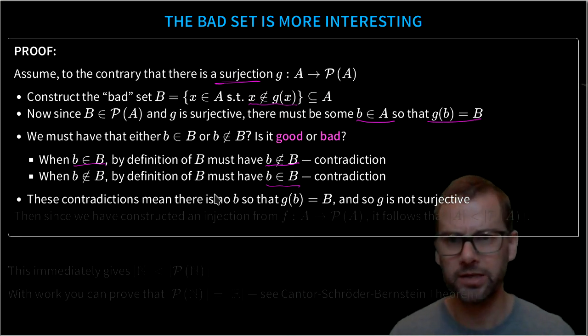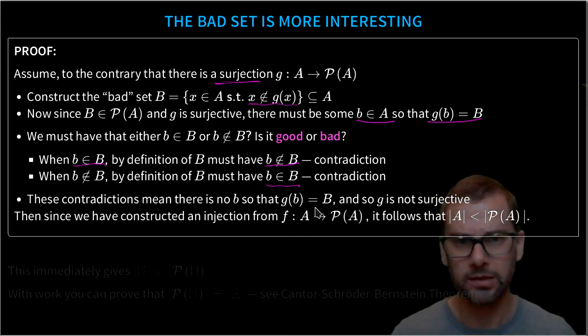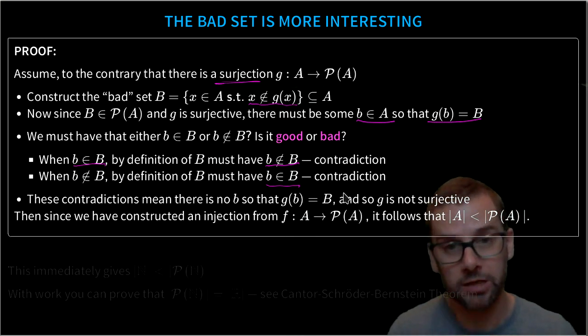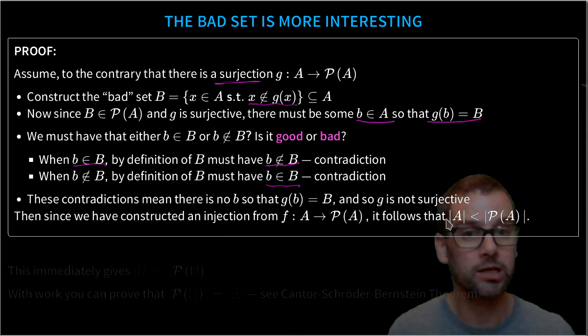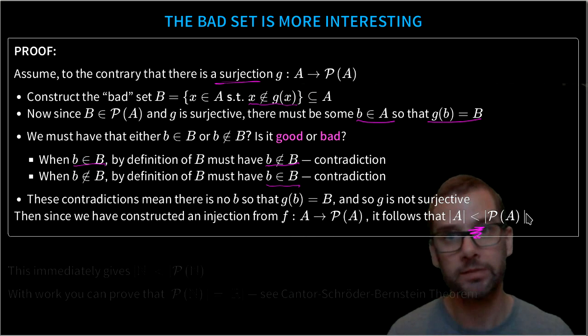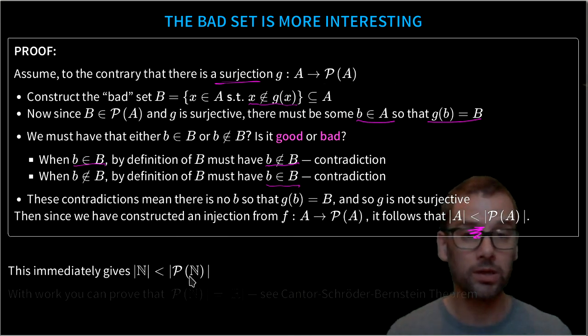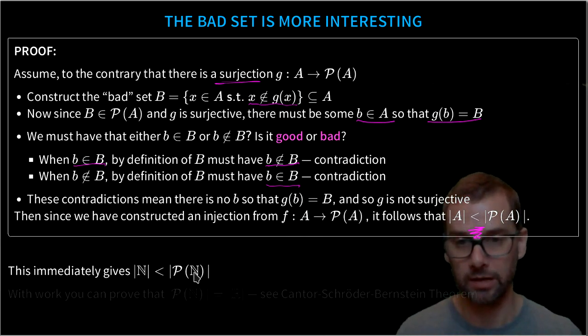Well, since g can't be surjective, and we've constructed an injection from A to the power set of A in the previous slides, we can't make a bijection between these two sets. So there's an injection but no bijection, and so we know that A has to be strictly smaller than its power set. And notice this immediately gives us that the set of natural numbers is smaller than the set generated by finding the power set of the natural numbers. The natural numbers are smaller than their power set.